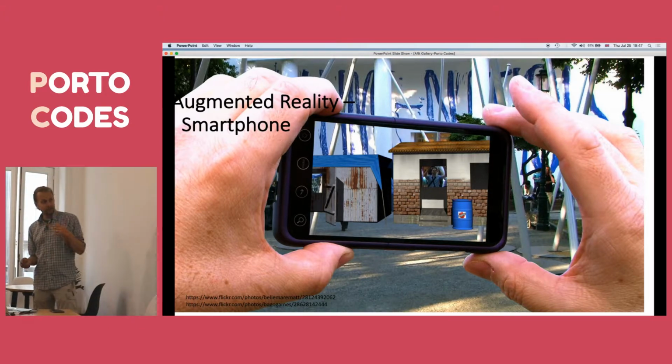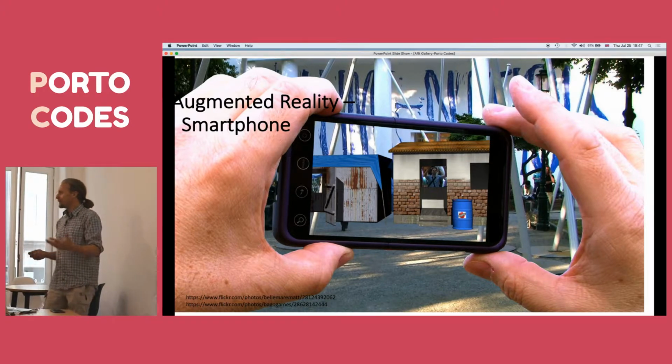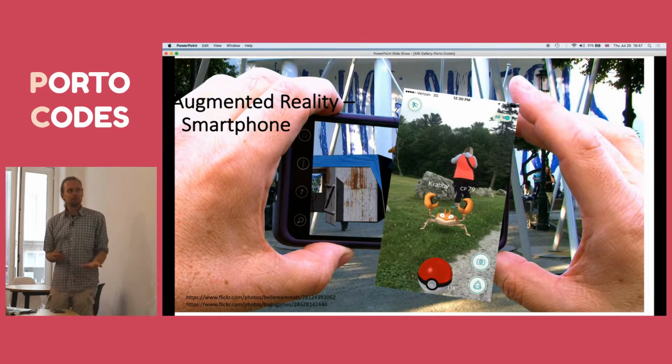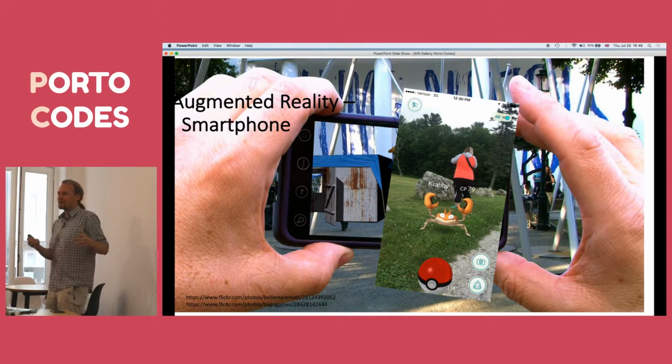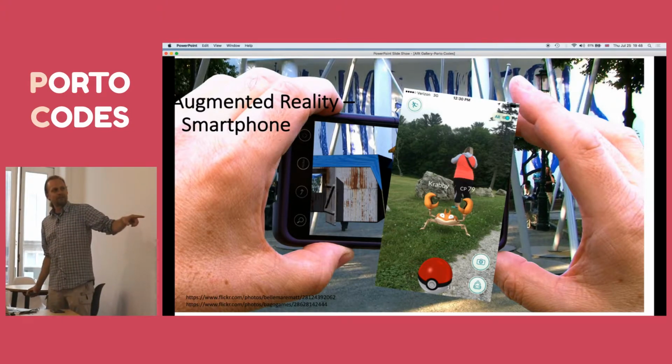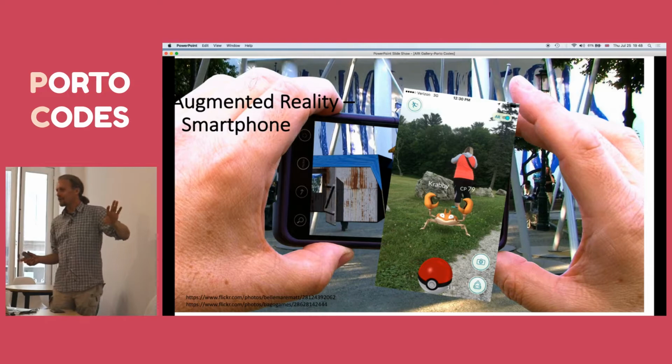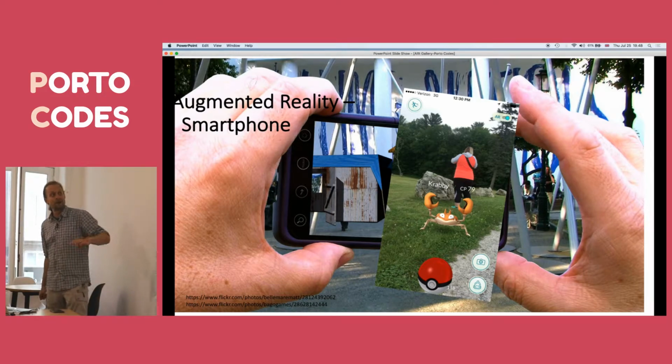And of course, the use case that I have to mention because it's augmented reality on a smartphone is Pokemon Go, because that's sort of what everyone thinks of when you think of augmented reality in the browser. Like, there's Krabby and he's on the lawn right in front of me. How cool is that?